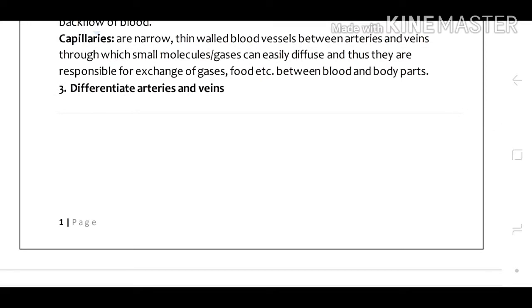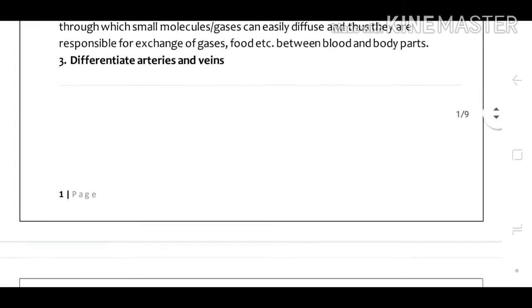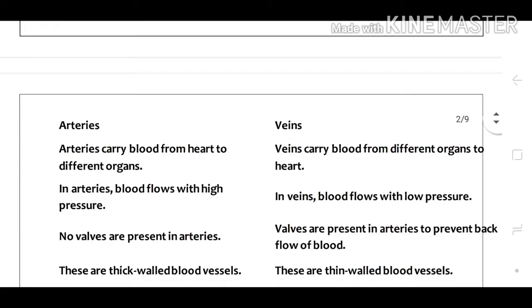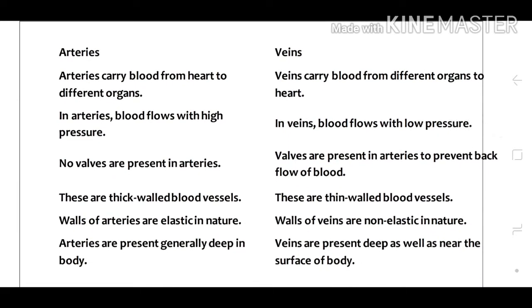Question number 3. Differentiate arteries and veins. Arteries carry blood from the heart to different organs. Veins carry blood from different organs to the heart. In arteries, blood flows with high pressure. In veins, blood flows with low pressure. No valves are present in arteries. Valves are present in veins to prevent backflow of blood.